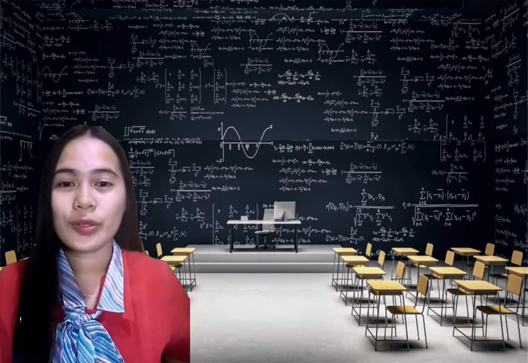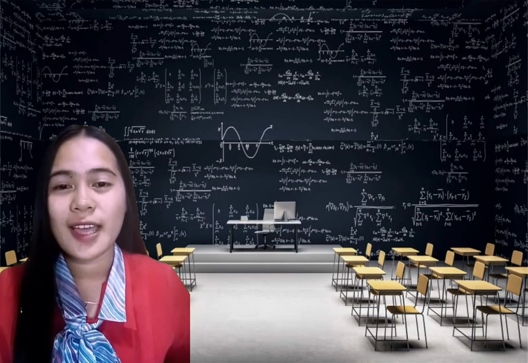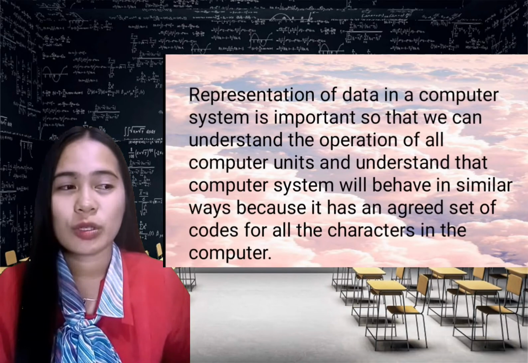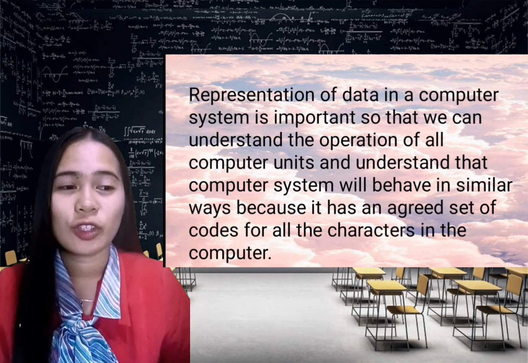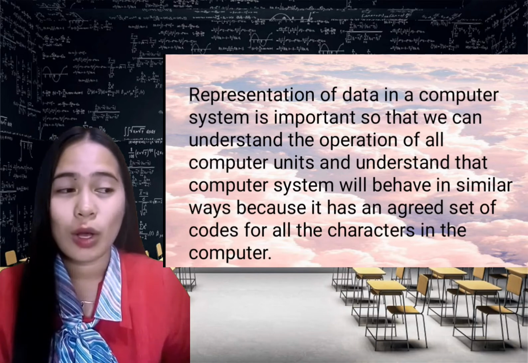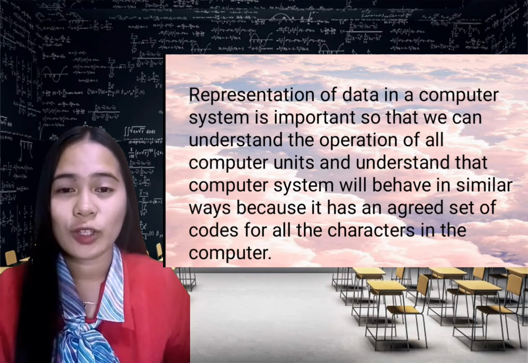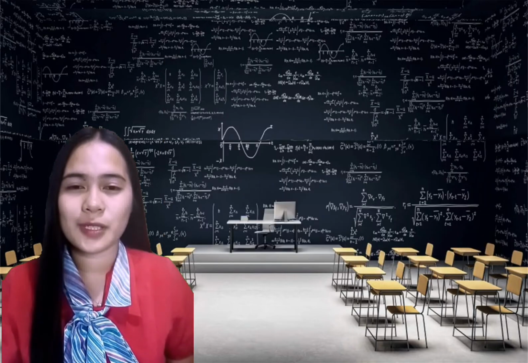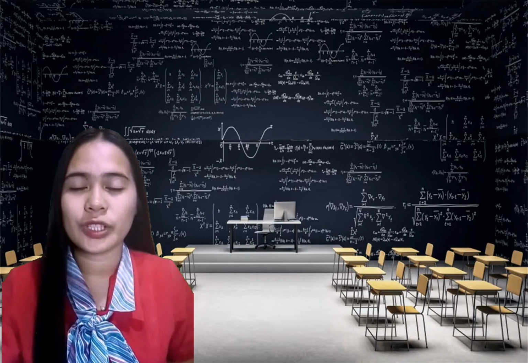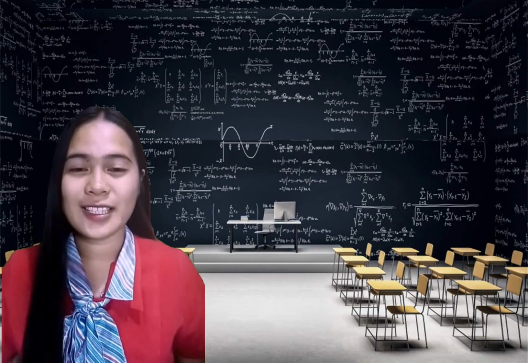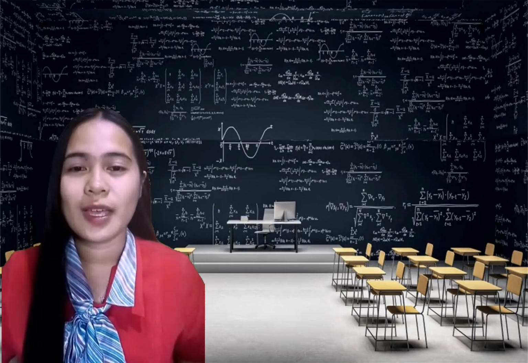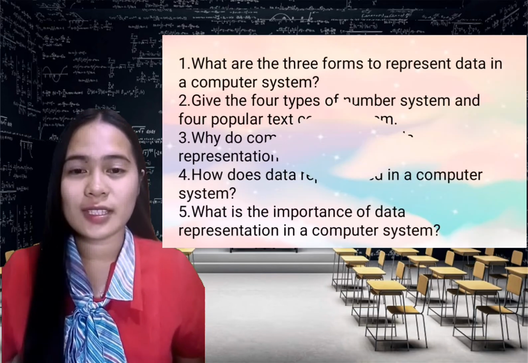So those are the three forms of representation of data in a computer system and its types. Those are important so that we can understand the operation of all computer units and understand that the computer system will behave in similar ways because it has an agreed set of codes for all the characters in the computer. Your knowledge in the forms of representing data in a computer system will enable you to understand the operation of all computer units. So we are now done discussing our new topic for today, entitled Representation of Data in a Computer System. So let us now try answering the following questions.